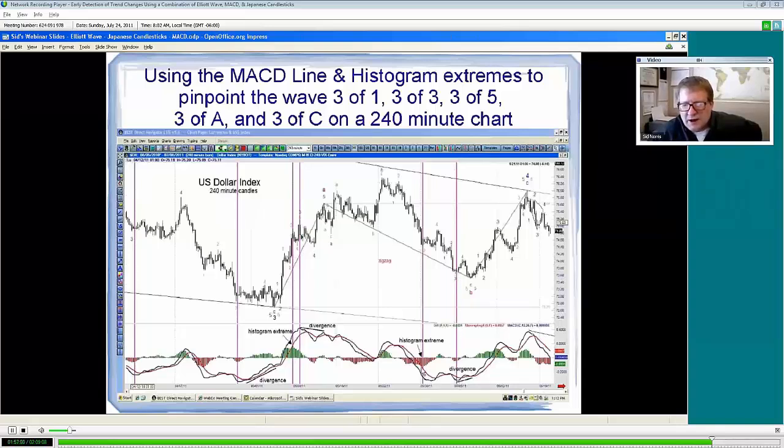So the histogram here points out this 3. The MACD line here points out this wave 3. We get divergence, very powerful signal, and you can see what it amounted to there.